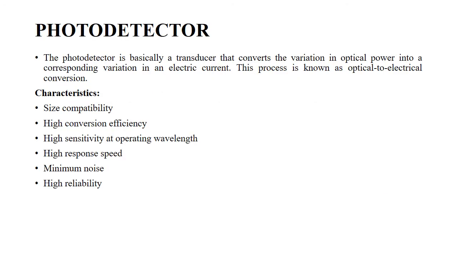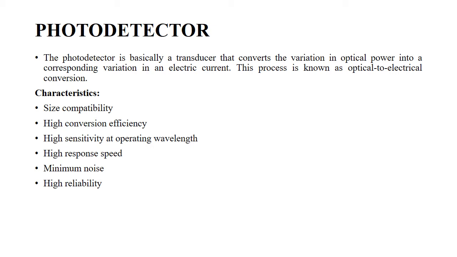Next one is the photo detector. The photo detector is basically a transducer that converts the variation in optical power into the corresponding variation in electric current. This process is known as optical to electrical conversion. Its function is simply to convert the received optical signal into an electrical signal. The characteristics of general photo detectors are, first, size compatibility. It means the size of the detector must be compatible with the size of the fiber carrying the light, that is the radius of the core.